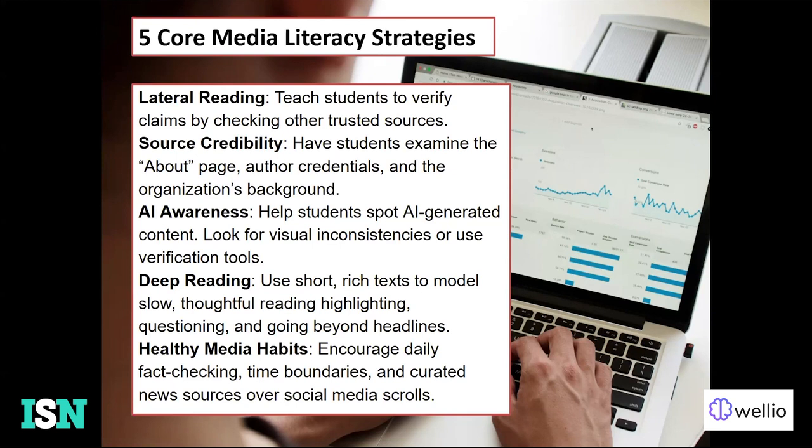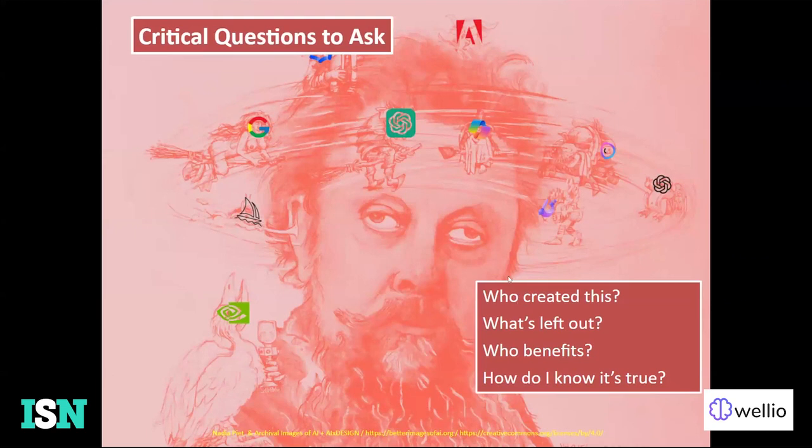Deep reading is really where we're talking about rich text to model slow, thoughtful reading, highlighting, questioning, and really going behind the headlines. And this is really so important. Healthy media habits: how are we getting kids and ourselves and educators to get into these habits of fact-checking, understanding time boundaries, and really thinking about our use of social media and our news sources, and really looking for more than one perspective. The critical questions are: who created this? What's left out? Who benefits? How do I know it's true?